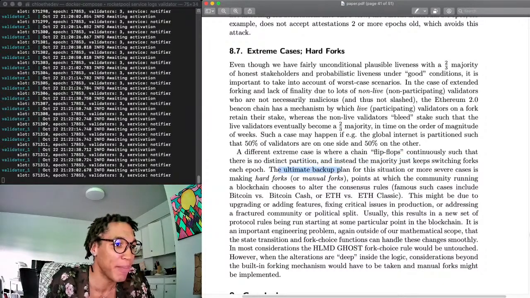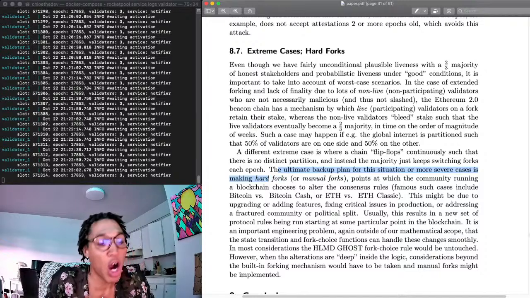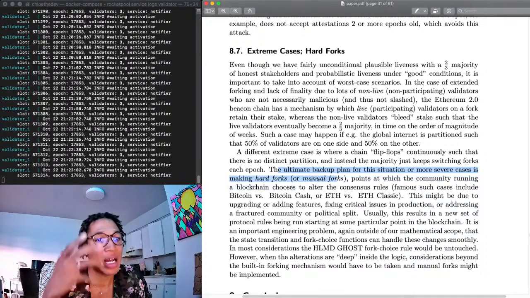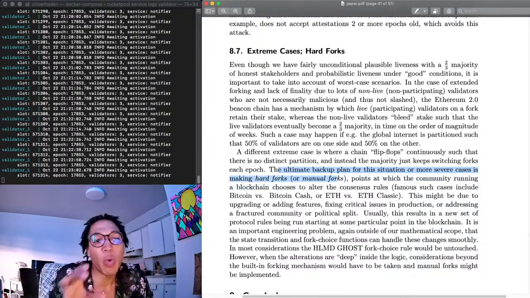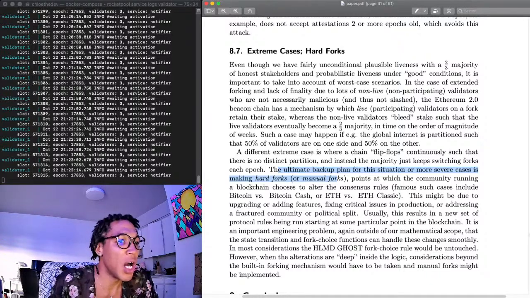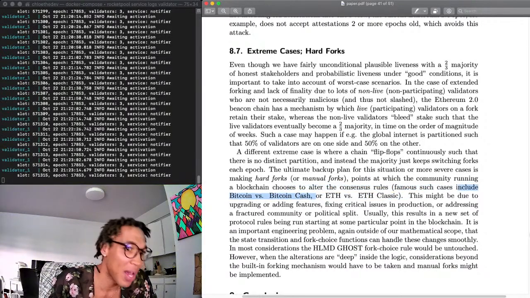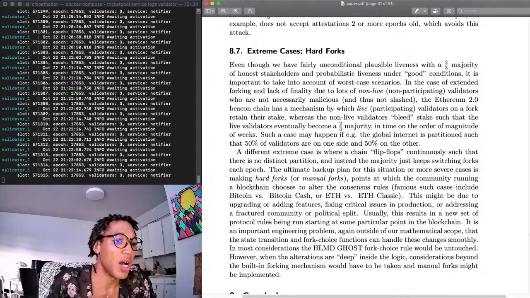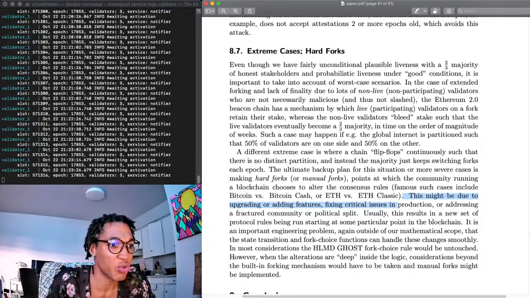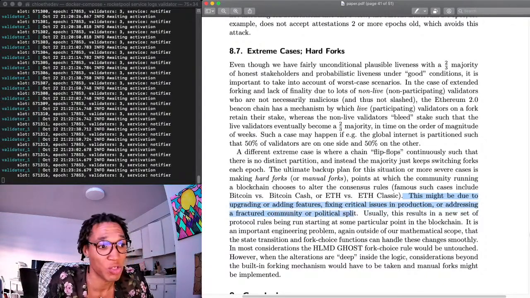The ultimate backup plan for this situation, or more severe cases, is making hard forks or manual forks. A client would just say, okay, we're going to pick one because it's been going on for too long. A hard fork is where the community running a blockchain chooses to alter the consensus rules. Famous use cases include Bitcoin and Bitcoin Cash, or ETH versus ETH Classic. This might be due to upgrading or adding features, fixing critical issues in production, or addressing a fractured community or political split.